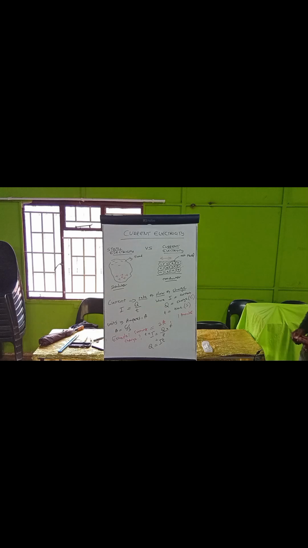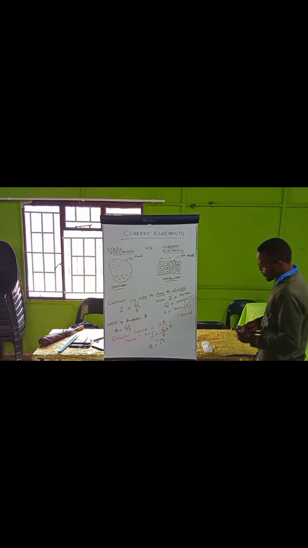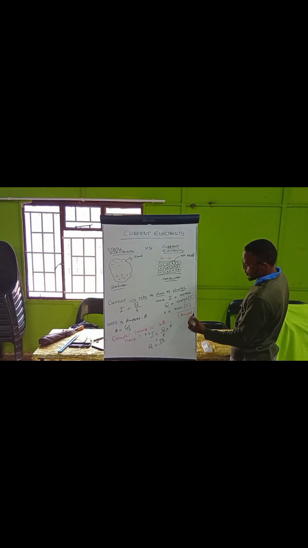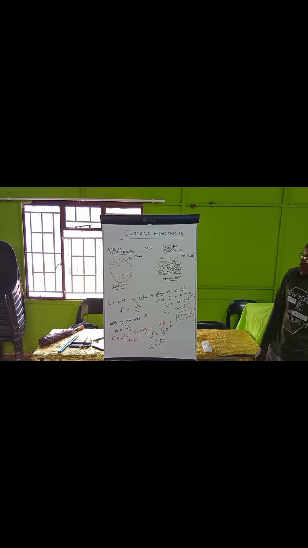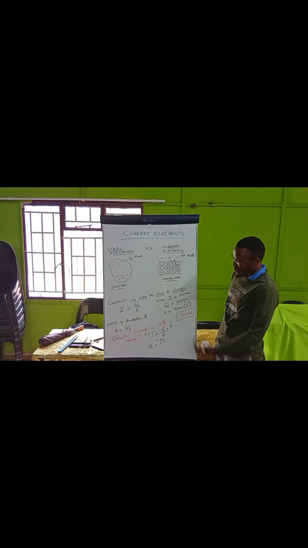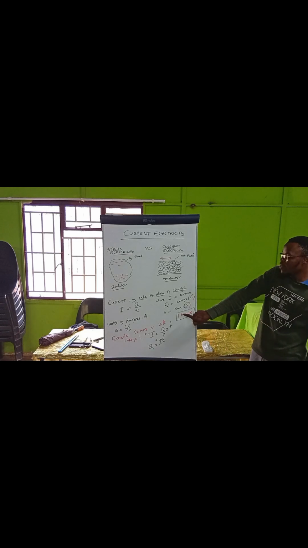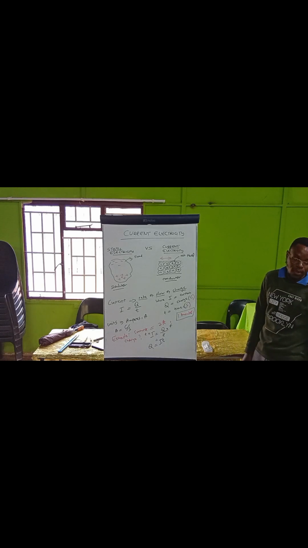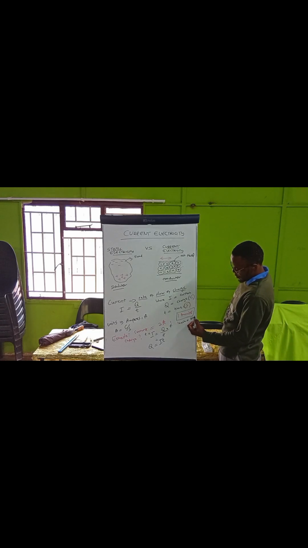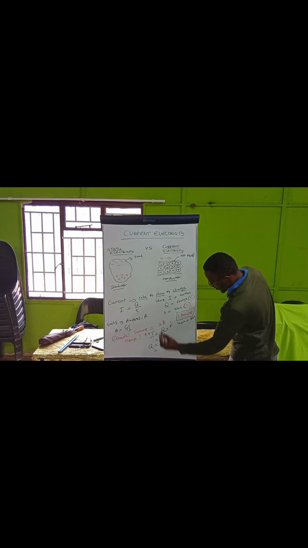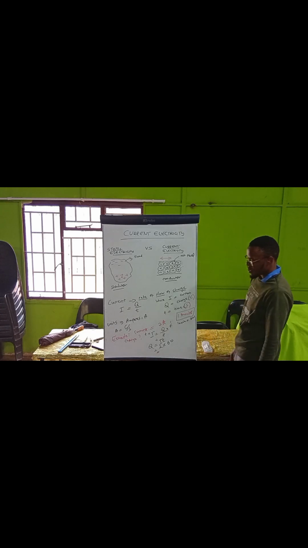Now before you attempt to answer, it's important to note that the time that is given is in minutes. Yet our time should always be in seconds. So you need to convert this minute into seconds. You know that 1 minute is equivalent to 60 seconds. So therefore, we will multiply the 2 amps by 60 seconds. So this will give us an answer.